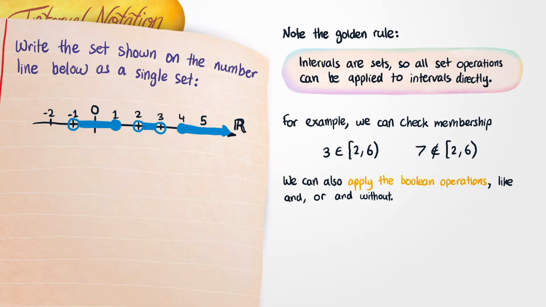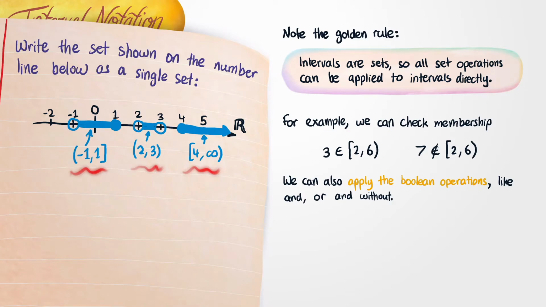Well, for starters, we should identify each of these intervals. The first interval includes all the numbers between -1 and 1, excluding -1. The second includes every number between 2 and 3, excluding 2 and 3. And the third interval is every number greater than or equal to 4. And therefore, we can just write each of these with the bracket notation that we showed earlier.